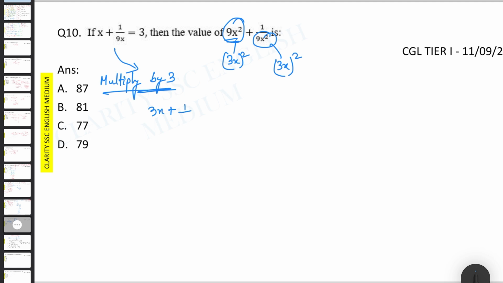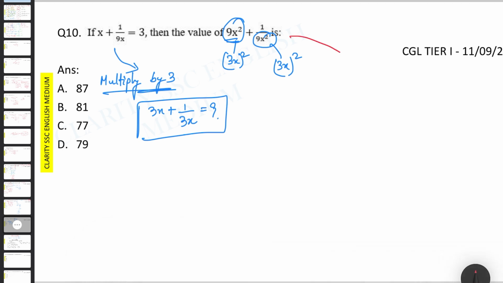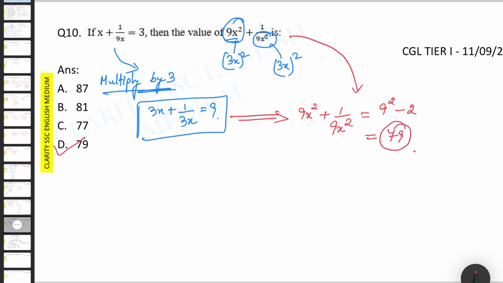3x plus 1 by 3x is equal to 9. This expression will become like this. And the second expression that we need to find the value of, we'll get this. By squaring, we'll get 9x squared plus 1 by 9x squared, which is nothing but n squared minus 2. What is n? 9 squared minus 2. Write the coefficient here, 3 and the 3. That means 81 minus 2 is 79. So 79, option number D is the correct answer.